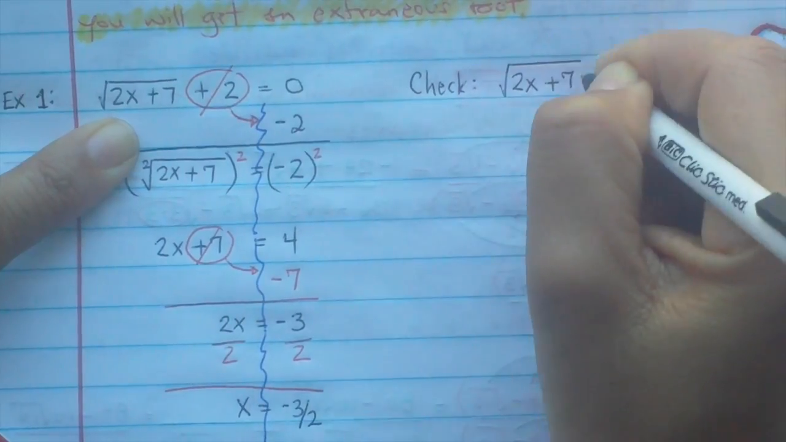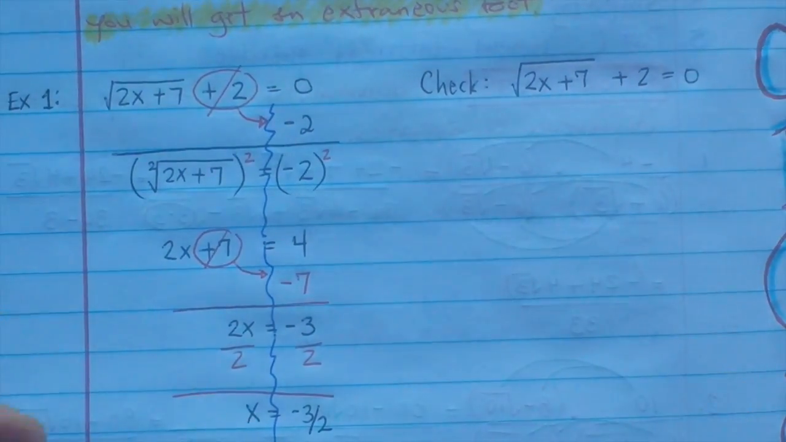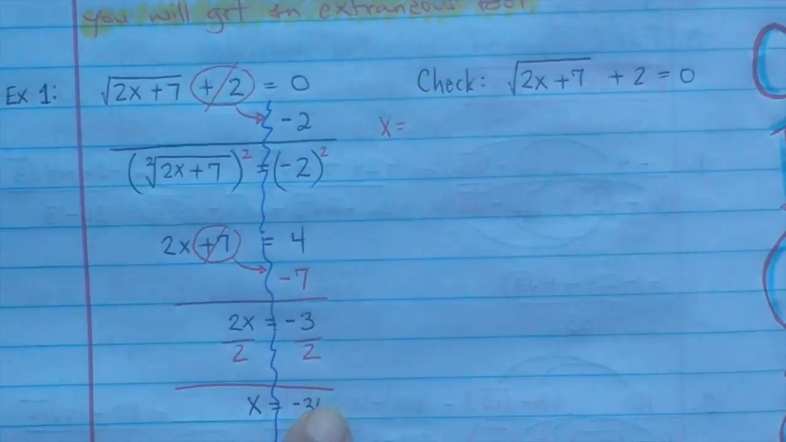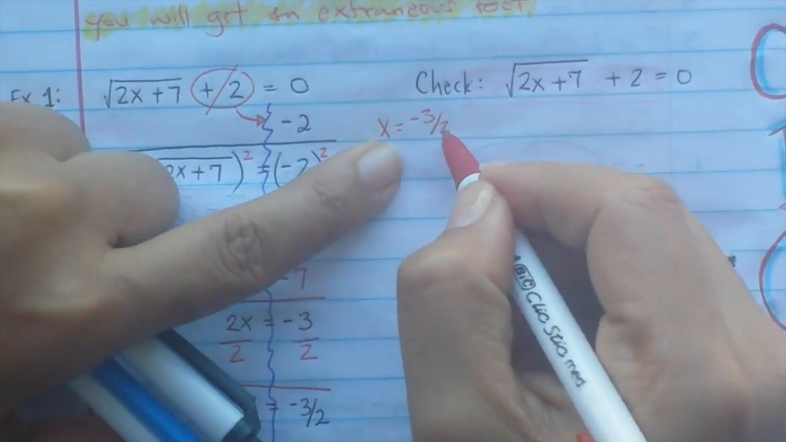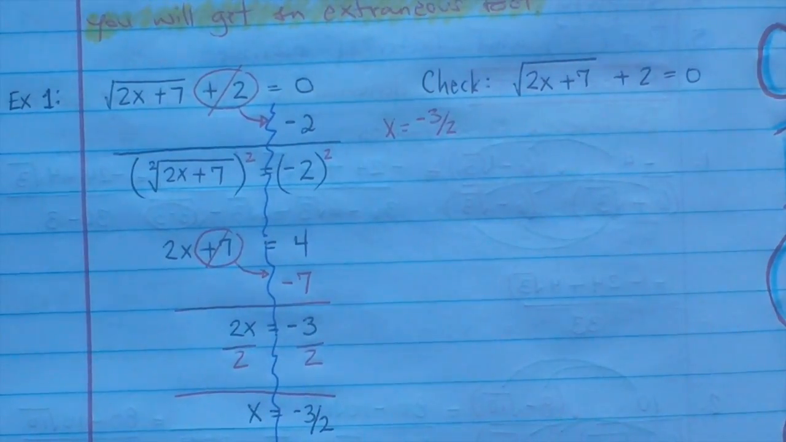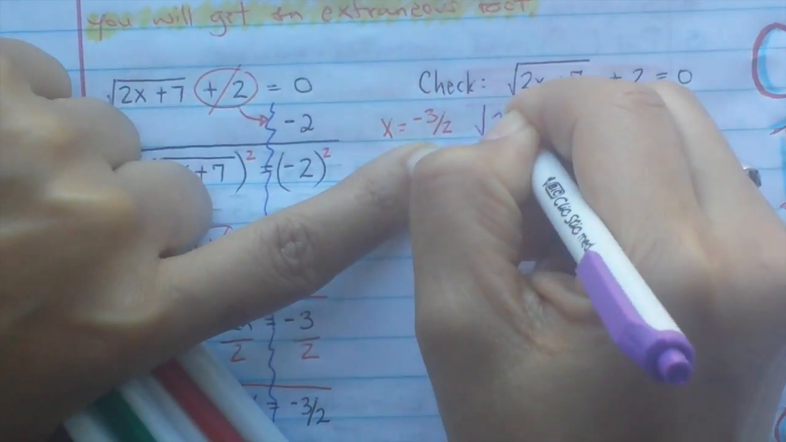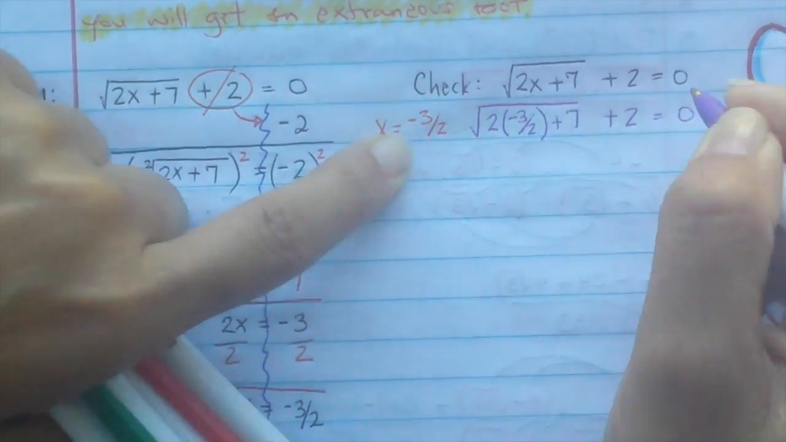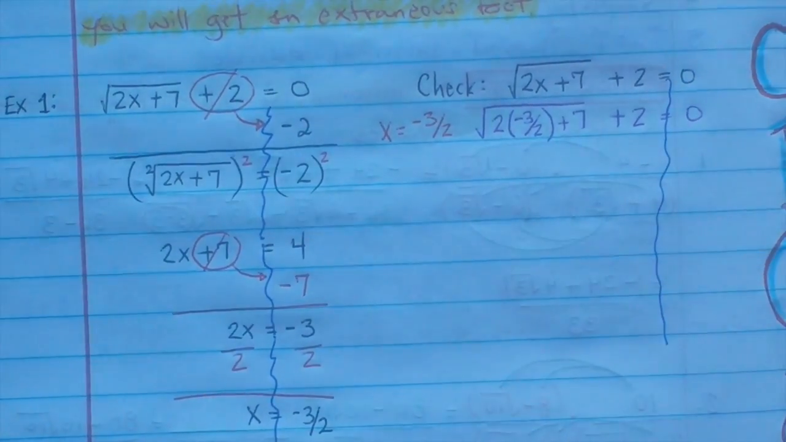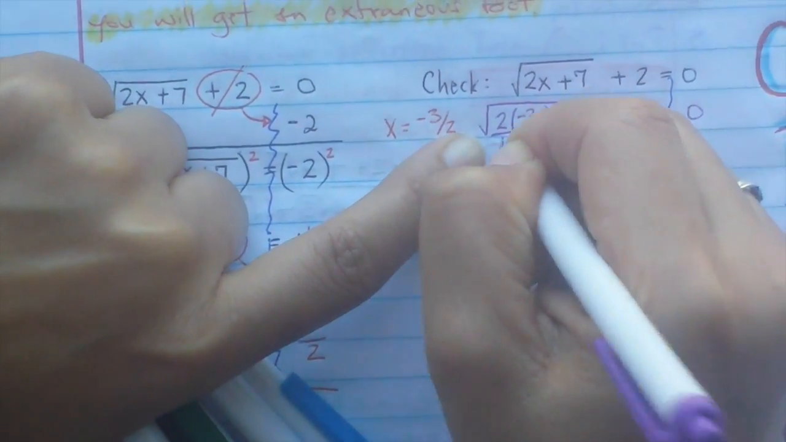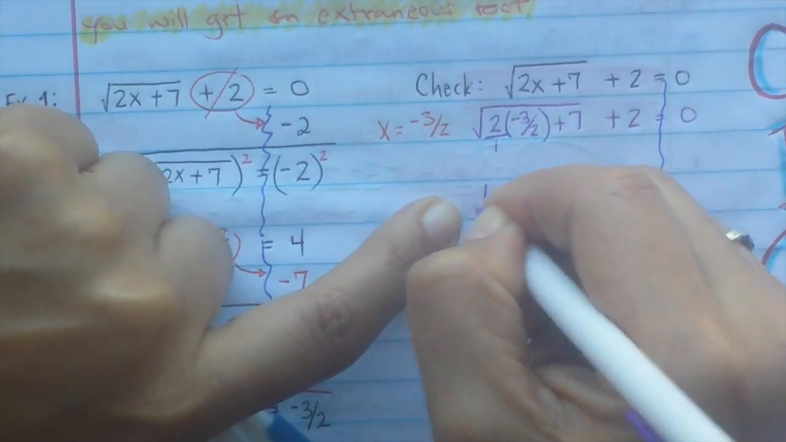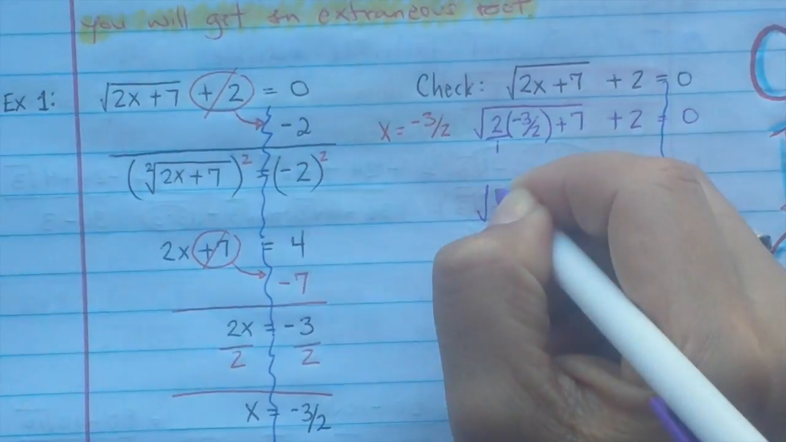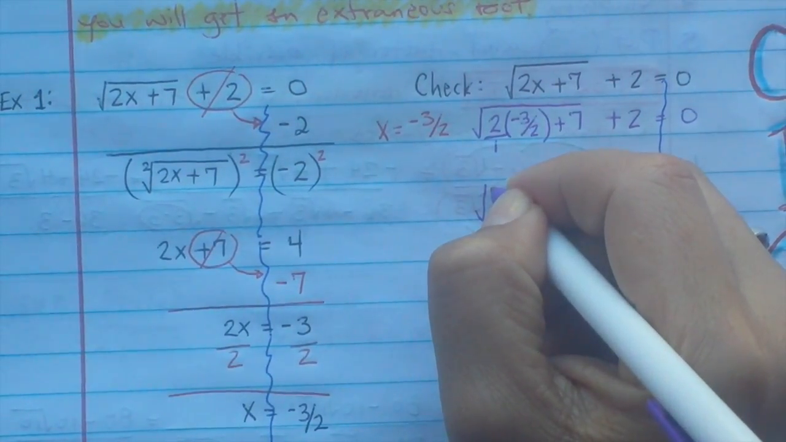So wherever you see x, you're going to put in -3 over 2. So x is equal to -3 over 2. So it's going to be the square root of 2 times -3 over 2 plus 7, all square rooted, plus 2 equals 0. Draw your river. And this is just a fraction, so that's like over 1. You multiply top, multiply bottom, so that's going to be -3 on the top and 1 times 2 on the bottom.